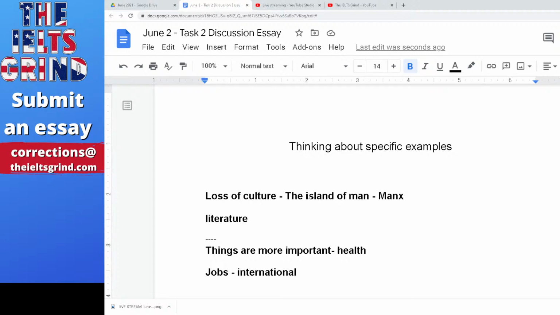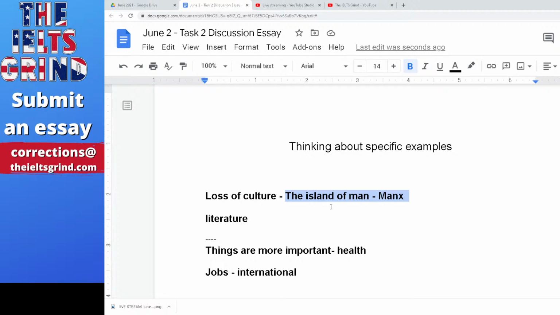They have their own government and things like this, but the language Manx died out about 50 years ago. So this is an island that is no longer that special because no one actually speaks that language. People don't know much about the traditions. So this would be my specific example of loss of culture.